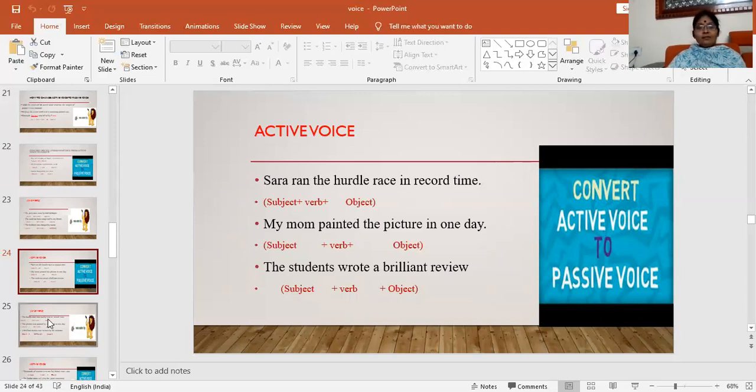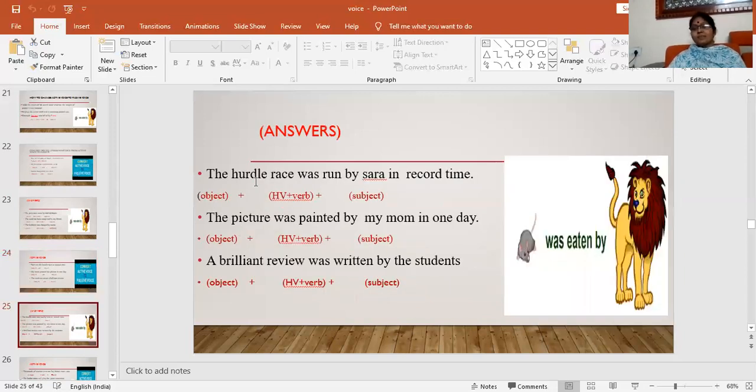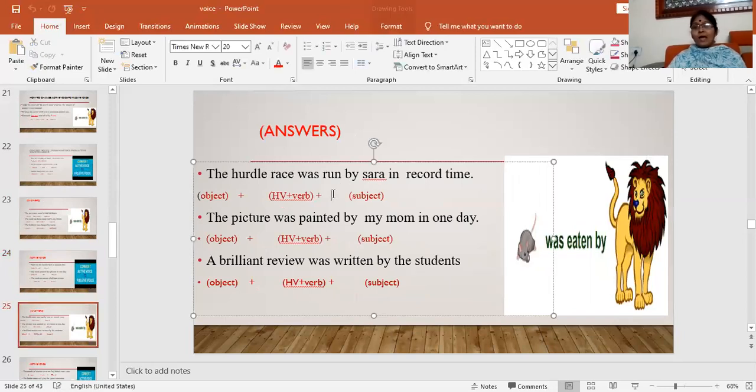Now, if you have done, we'll check it with our answer. The hurdle race was run by Sarah in record time. Remember, we have to have by in our passive voice, right?